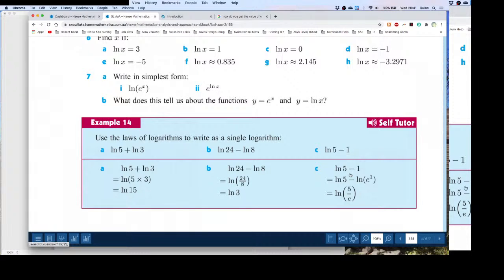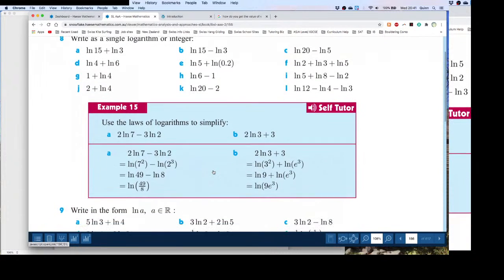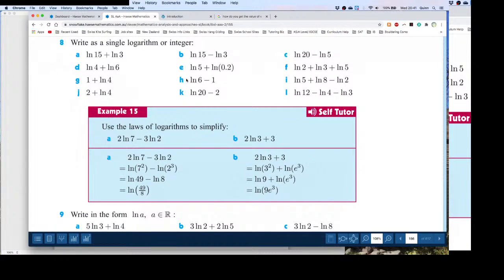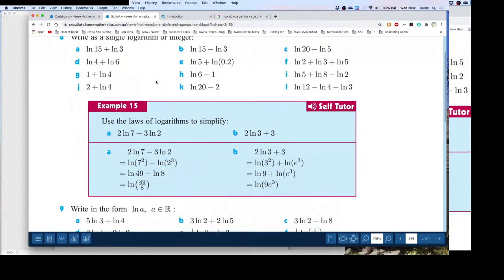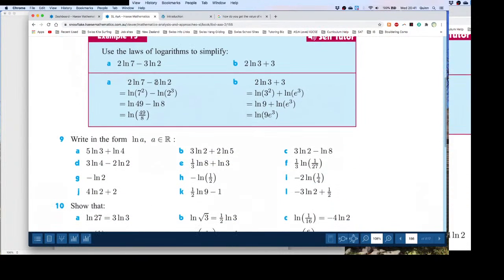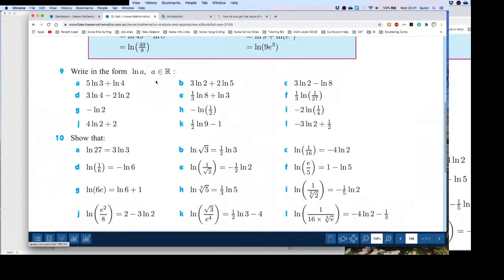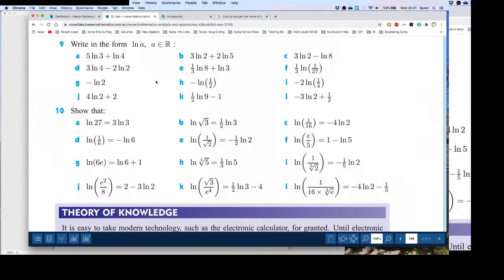And then here's a tricky rule. You can change 1 to ln e to the 1. I don't usually use this rule very often. You can, but I don't like to use it. If we keep going, these questions are write as a single logarithm, so they're using the adding and subtracting logarithm rules, okay? Some more. If there's any of these ones here, anybody want me to do anything on here, then I'll leave it up.